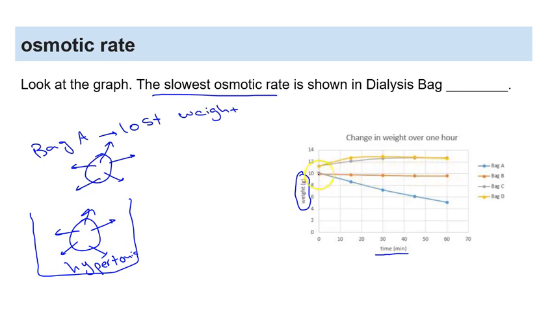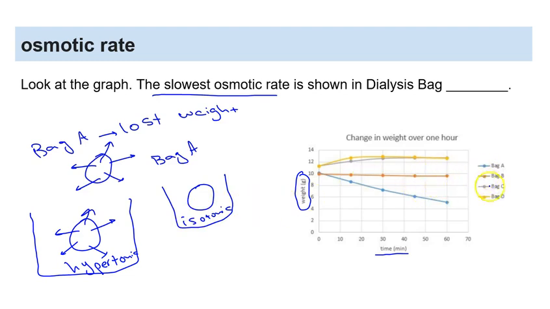At the minute of 0, it was 10 gram. And then at the minute of 60 also, it is 10 grams. So there is no change in the weight. What does it mean? It means that we placed the bag B inside of the isotonic solution because there was not any change in its weight.